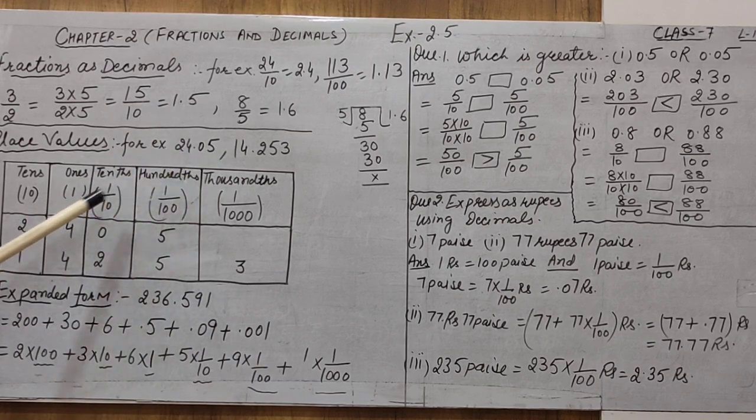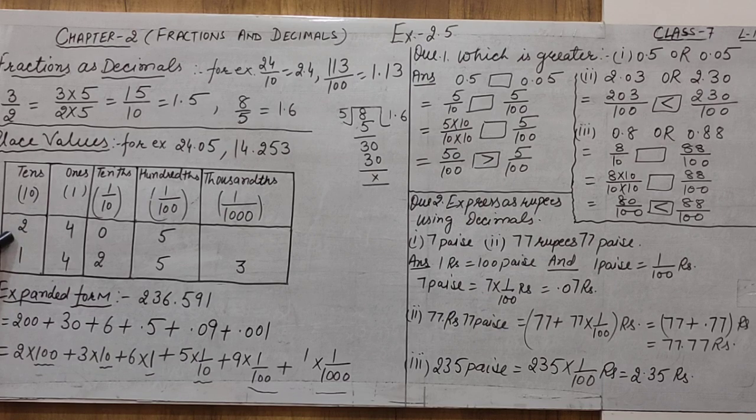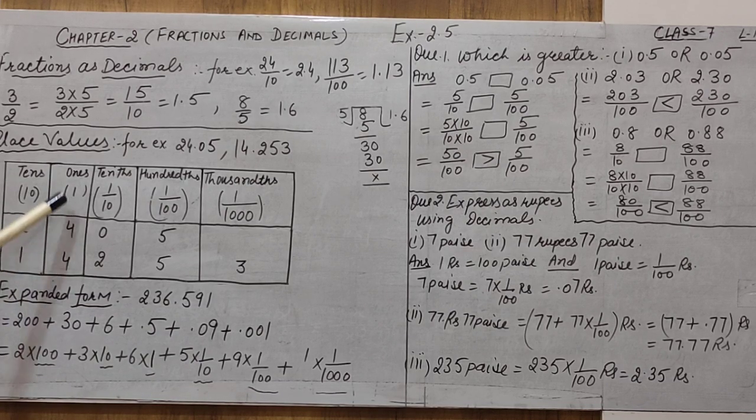24.05. 4 is at the ones place. 2 is at the tens place. Tens place means 2 is multiplied with 10, we get 20. 4 is multiplied with 1, we get 4. And 20 plus 4 is 24, that is 24.